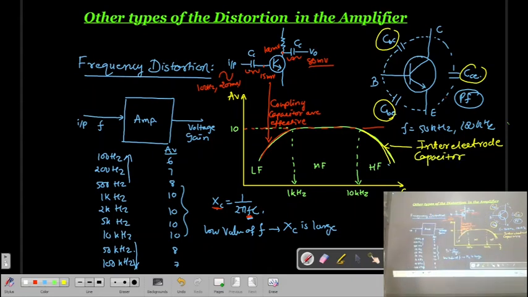Right? So you should understand what frequency distortion is. Frequency distortion means the amplifier is not giving an equal response to all the frequencies, and that is due to capacitors. The low frequency response is poor due to the coupling capacitor, and the high frequency response is poor due to the inter-electrode capacitor.